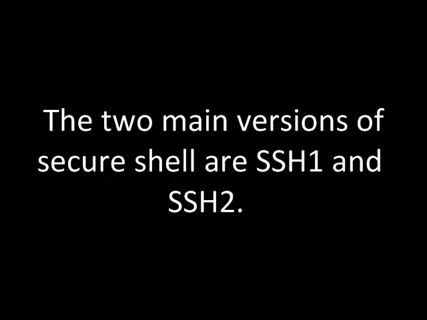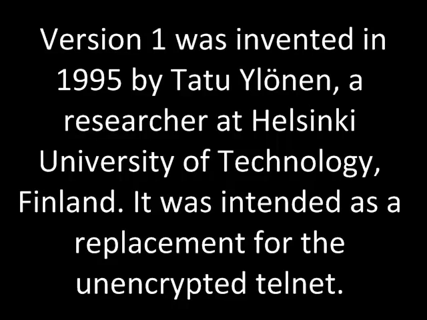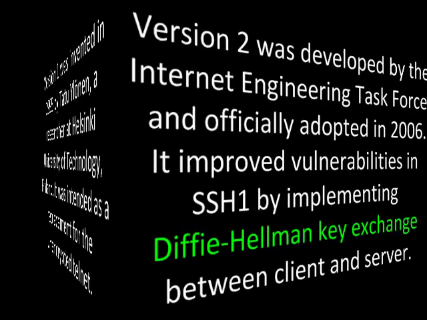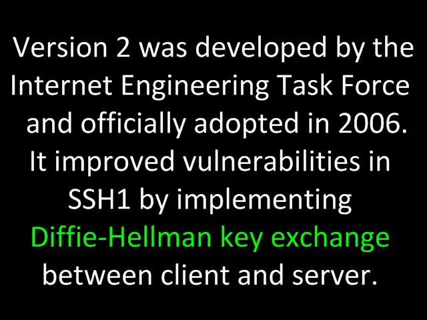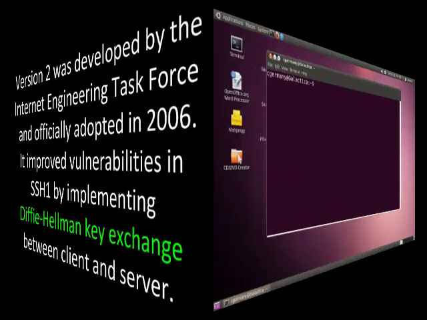The two main versions of Secure Shell are SSH 1 and SSH 2. Version 1 was invented in 1995 by Tatu Ylonen, a researcher at Helsinki University of Technology, Finland. It was intended as a replacement for the unencrypted and unsafe Telnet. Version 2 was developed by the Internet Engineering Task Force and officially adopted in 2006. It improved vulnerabilities in SSH 1 by implementing the Diffie-Hellman key exchange between client and server.